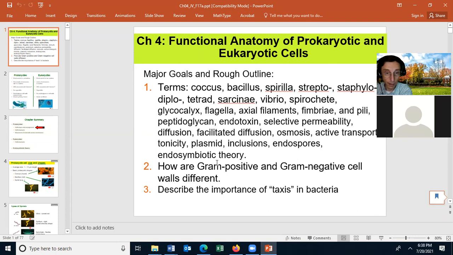You should know in this chapter how gram-positive and gram-negative cell walls differ and how that gives the cells different properties, and then also be able to describe the importance of taxis in bacteria. Any question about what we're covering? Don't hear anything, so I'm moving forward.